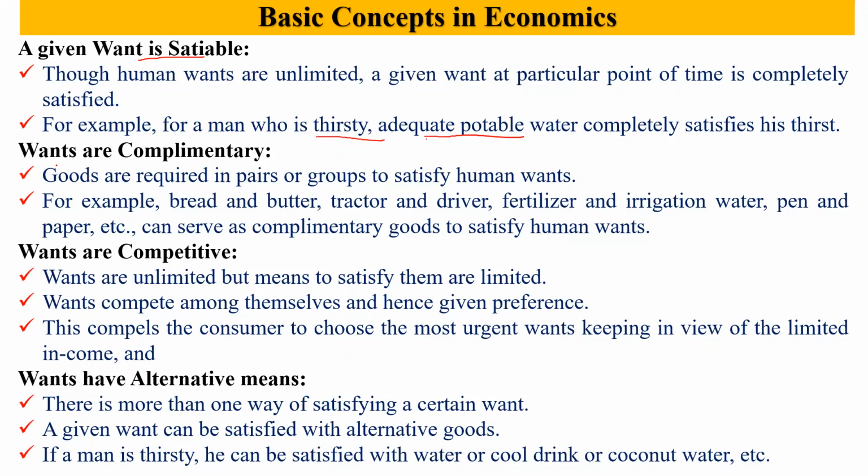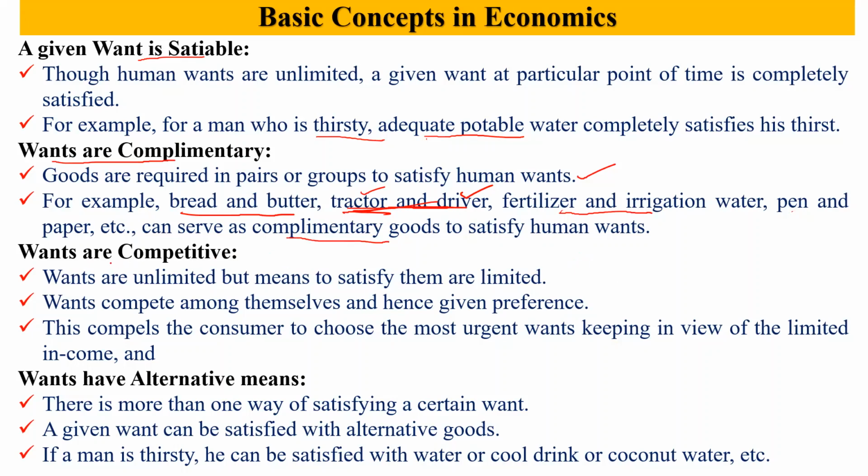Then next is wants are complementary. That is, goods require a pair or are in a group to satisfy a single want. For example, bread and butter, tractor and driver. These are complementary. If we want to use a tractor, we need a driver. So we demand two goods here. So here their wants are complementary. For example, fertilizer and irrigation water, pen and paper, these are complementary goods to satisfy human wants.